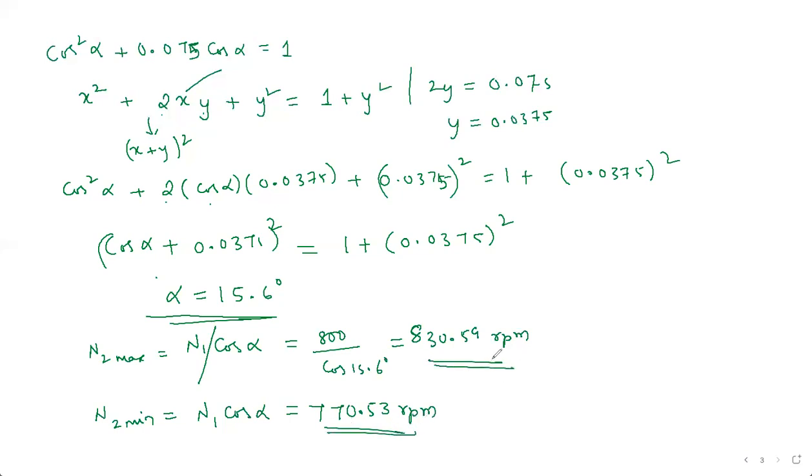And which is the mean value? The mean value is 800 RPM, which is already given in the question itself. So we solved this problem. And you can solve this quadratic equation however you want, as you can see here. I have solved it in this method. If you feel some other method is easier, you can follow that method. Okay, so thank you, and we will do one more problem.